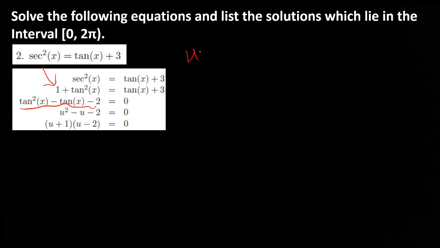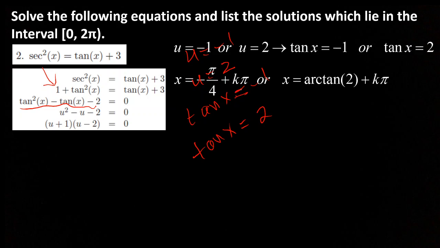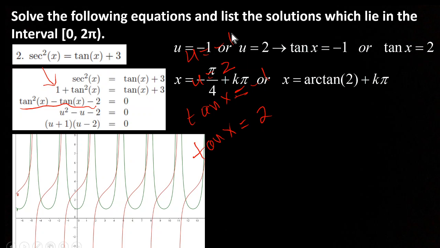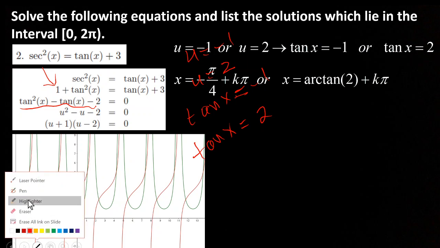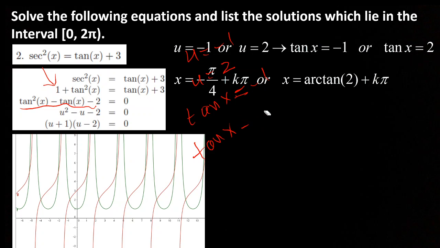So either u is -1 or u is 2. So that means either tangent is -1 or tangent is 2. Now when is tangent -1? Calculator gives you an answer for that, right? So tangent equals -1 or tangent equals 2. And we can easily use a calculator to do that.